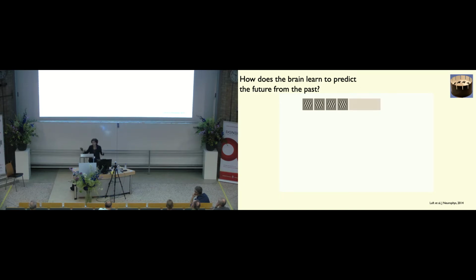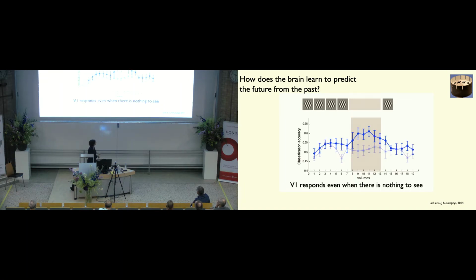Then there was a pause in a sequence of gradings, left, right, and then a test orientation. And we asked the question of actually what happens during this gap. The brain doesn't see any information, but can the brain predict? And interestingly, what we saw was that after training, we have an increase in the information in visual cortex that allows us to make the prediction of the expected stimulus.